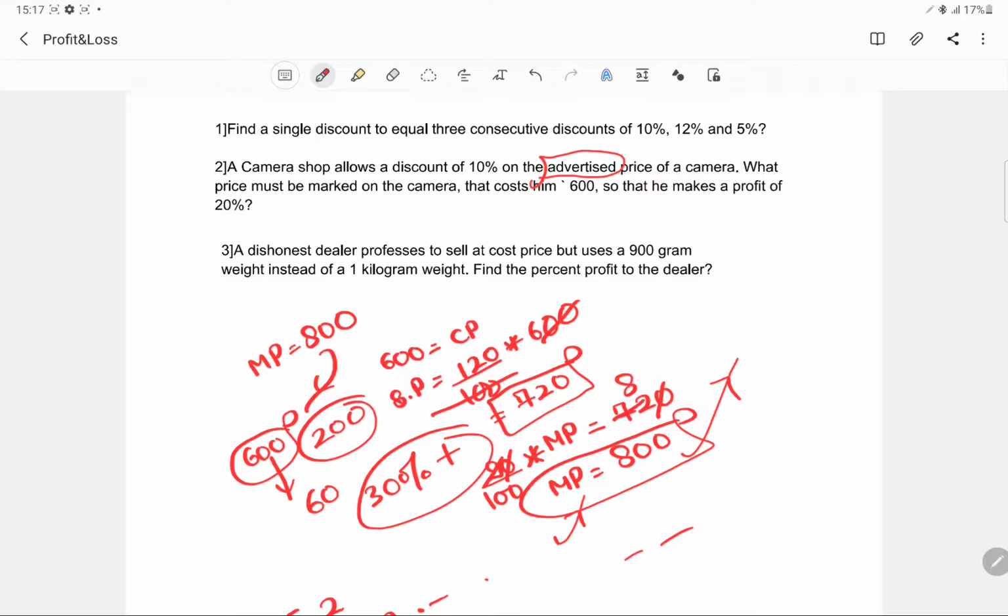Okay, so this is what they were interested in. What price must be marked on the camera that cost him? Always remember this. The marked up is always calculated over the cost price. The discount is always calculated over the marked price, and selling price and profit are always calculated over the cost price. There is nothing different as far as the cost price or the selling price is concerned.